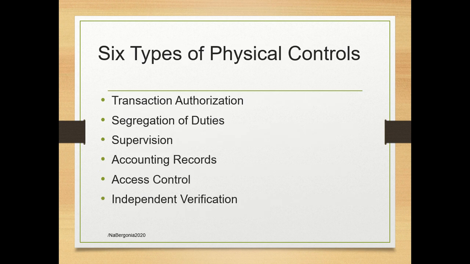On the other hand, we have physical control na nabanggit naman kanina. That physical control is all about the controls over human activities. So we have 6 types. We have transaction authorization, segregation of duties, the supervision, accounting records, access control, as well as independent verification. So let's talk to them one by one. And actually, itong mga 6 steps na itong physical control, we will see them all pag diniscuss natin yung various cycles, no, sa mga susunod na chapter.